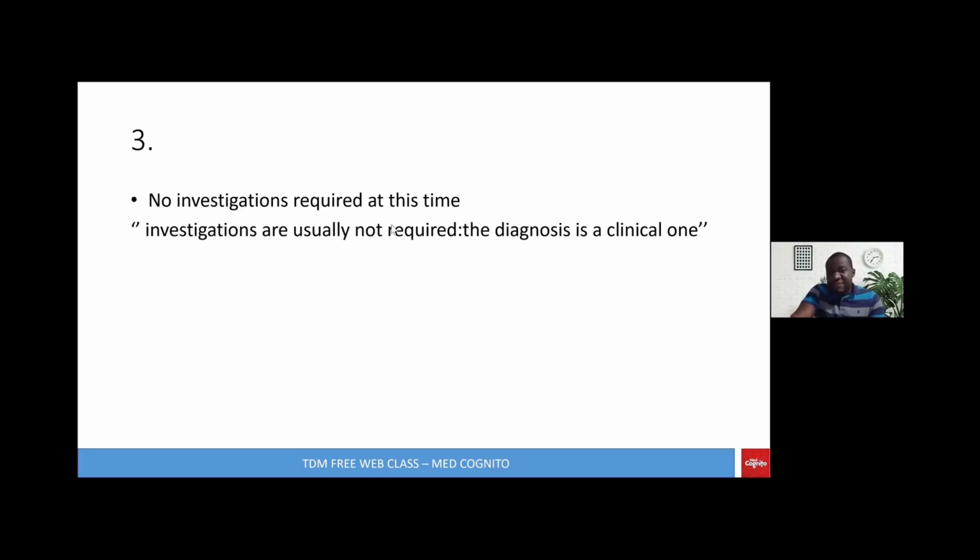Okay, because investigations are not usually required. The diagnosis is a clinical one. And if you're going to do investigations, it is not for the purpose of diagnosing the condition. It will be for the purpose of initiating a certain kind of treatment. And the question will be clear to give you a clue as to why the investigations have to be done. All right, and I'm sure this discussion will come up as we move on down the line and attempt the other questions as well.